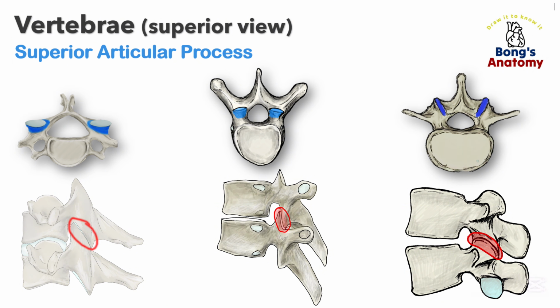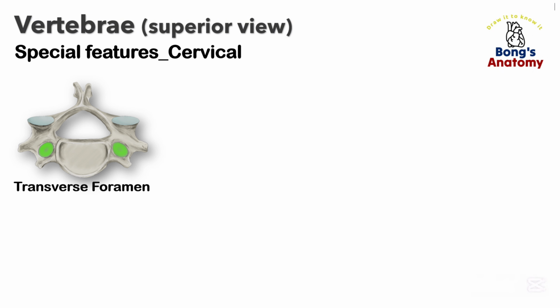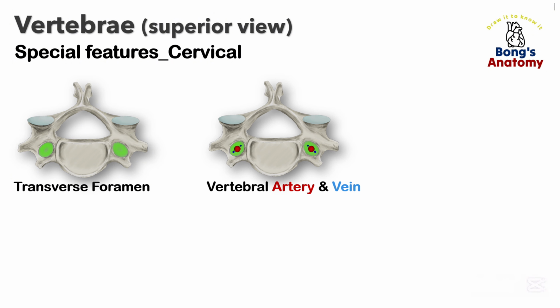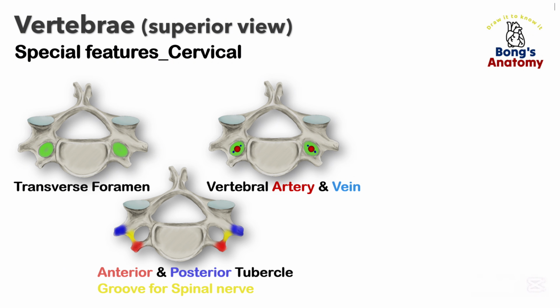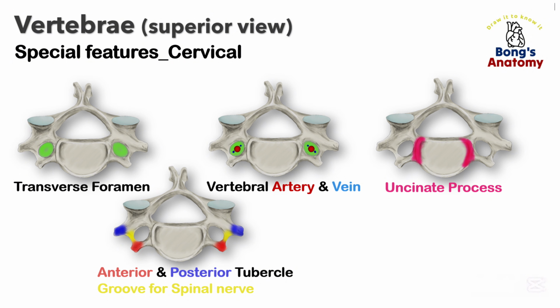Now, let's discuss the unique features of each vertebra. The cervical vertebrae have transverse foramina for the vertebral artery and vein, as well as anterior and posterior tubercles on the transverse processes. Another hallmark feature is the uncinate process, a hook-like structure on the superior surface of the vertebral body that enhances stability and prevents lateral translation.